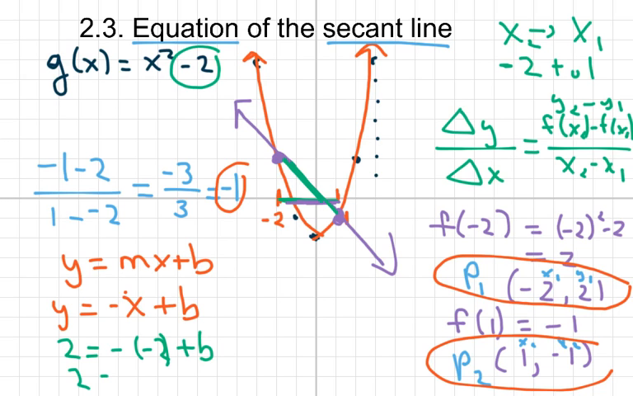So 2 equals 2 plus b. So clearly b is 0. And you can see it right here. My y-intercept is 0. Remember, this is your y-intercept. So the equation of my secant line is just y equals -x. Okay?